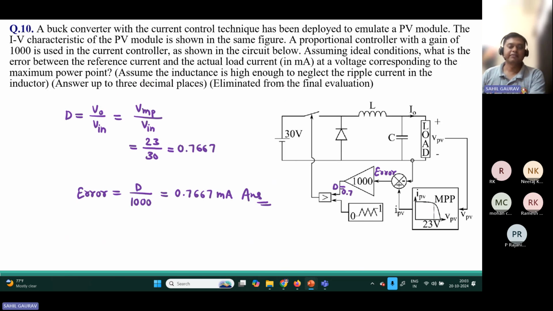Now this question has been eliminated from the final evaluation, but this problem is also an easier one. They have not provided the circuit. So in this problem, they are asking what is the error between the reference current and the actual load current. They are also telling that this buck converter is operating at MPP.